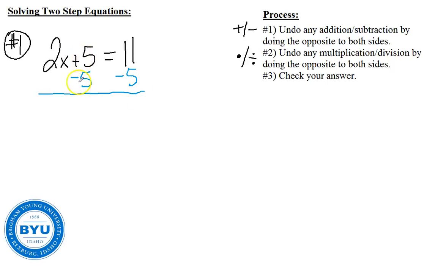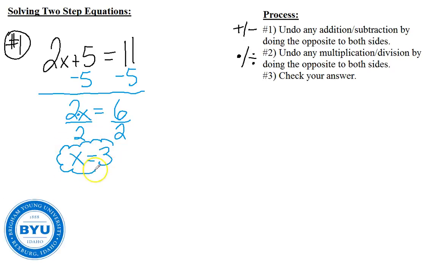When we do that, the 5 and the minus 5 cancel out, just leaving us with 2x equals 11 minus 5, which is 6. Okay, good. So we did the first process. The next process is to undo any multiplication or division we might have by doing the opposite to both sides. Do we have any multiplication or division? Oh yeah, look at that. We've got a times by 2 here. This is 2 times x. And to undo 2 times x, we do the opposite of times, which is divide. We'll divide both sides by 2, and we get x equals 3.